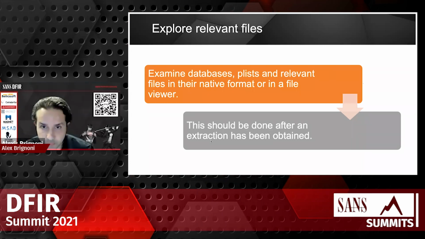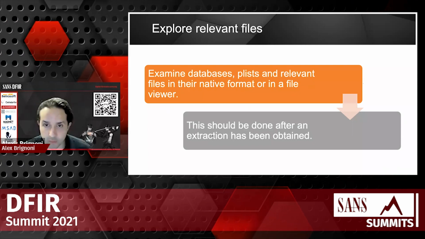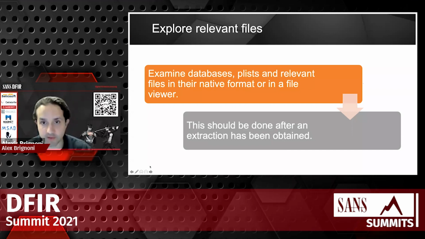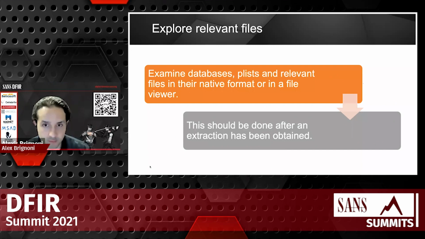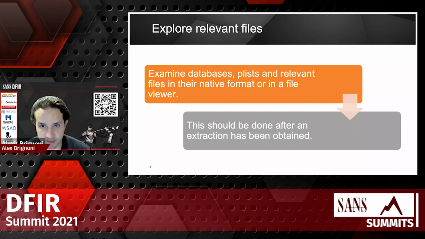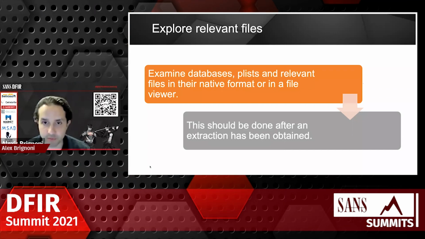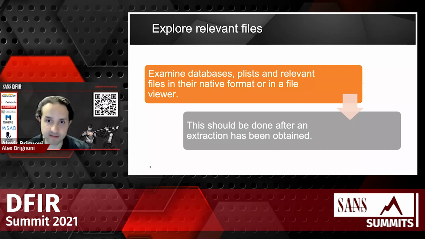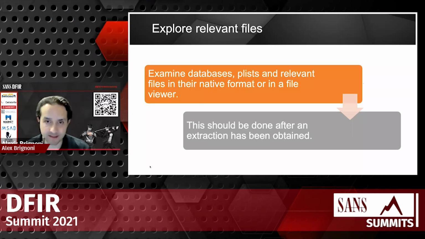Thanks, Paul. This really follows what Paul was talking about. When you know the path of where these source files are, now we're going to look into them. And I want to start from the bottom of the slide before we get into the actual type of files. This should be done after the extraction is obtained. And there's a couple of reasons for that. The first is you want to make an apples to apples comparison, right? You don't want to be looking at data in your validation process that's constantly changing. You want to make sure that data is kind of frozen, in a sense.